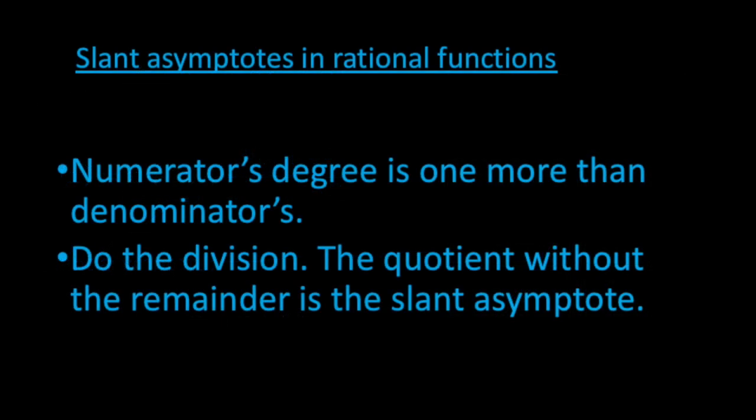So what's the take home? You get a slant asymptote in a rational expression when the degree of the numerator is 1 more than the degree of the denominator. To find that slant asymptote, you divide the numerator by the denominator. The quotient without the remainder is the slant asymptote.